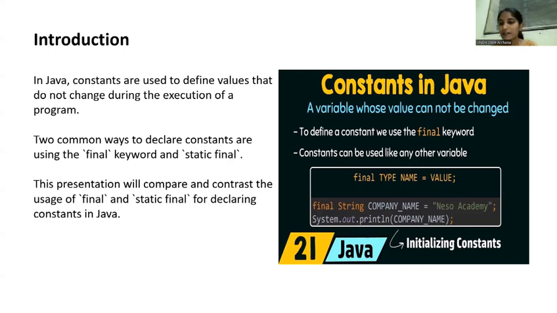So in the picture, we define a constant using the final keyword, and here we have an example. Final type name equal to value. This is the syntax for creating a variable which will be constant throughout the program using the final keyword, and final string company name equal to NESO Academy. So when we print that value, NESO Academy will be printed as output.